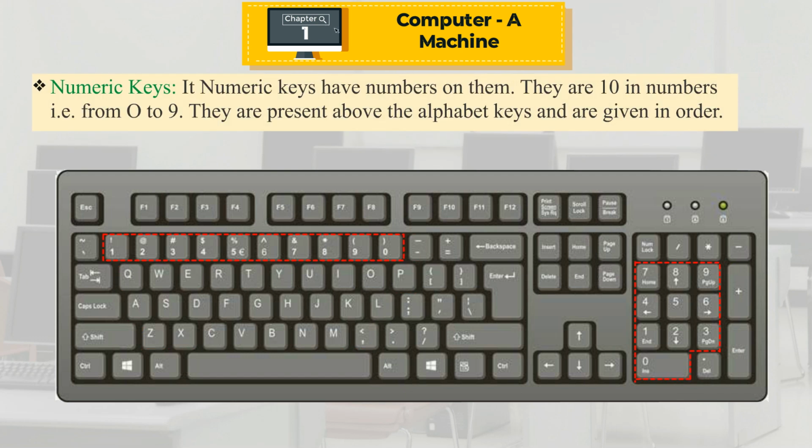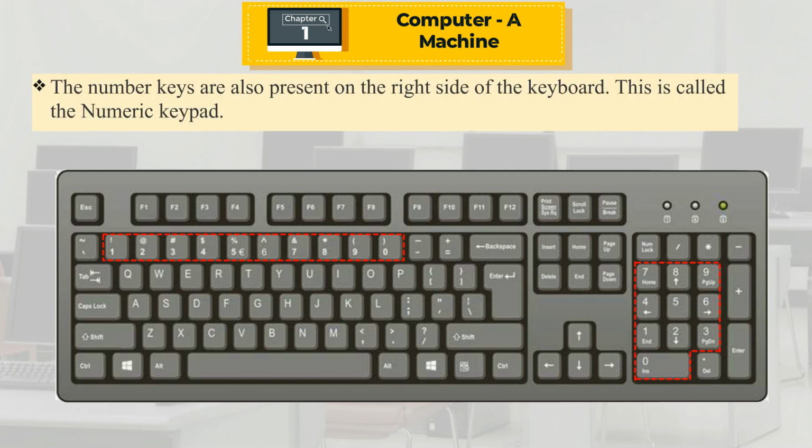Numeric keys. Numeric keys have numbers on them. They are 10 in number, for example, from 0 to 9. They are present above the alphabet keys and are given in order. The number keys are also present on the right side of the keyboard. This is called the numeric keypad.